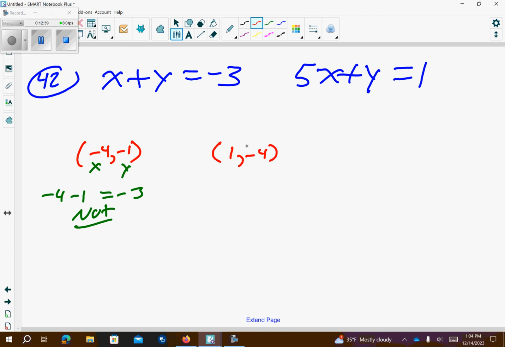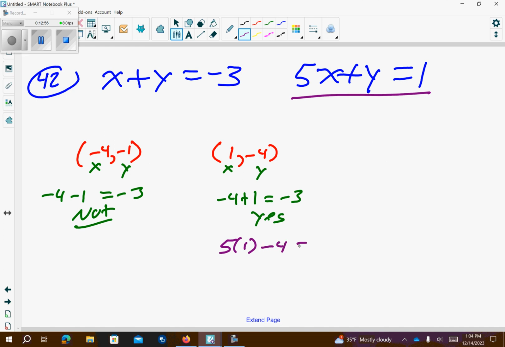1, -4. Remember, this is an x, this is a y. So let's plug those values in. I'm going to get -4 plus 1. Is that equal to -3? It works here. Let's also try it on this equation as well. So I'm going to get 5 times 1 minus 4. Is that equal to -3? That's 5 minus 4. That is not equal to -3. So that doesn't work.